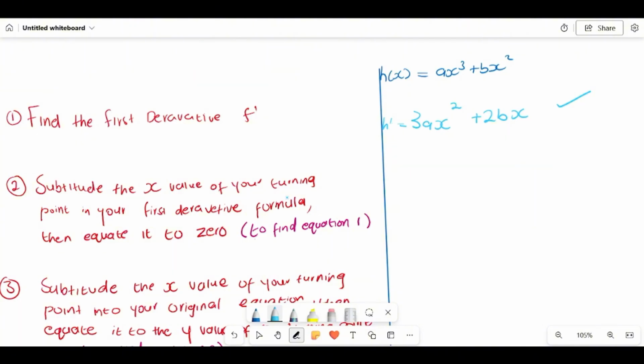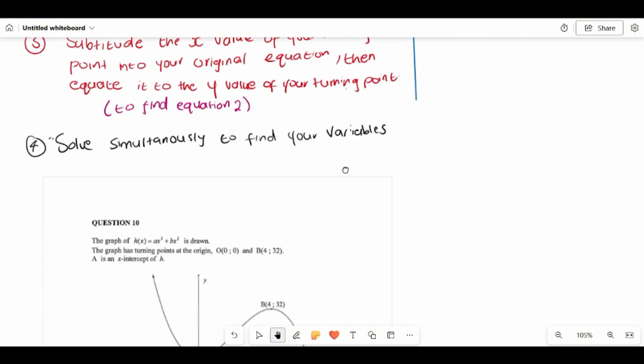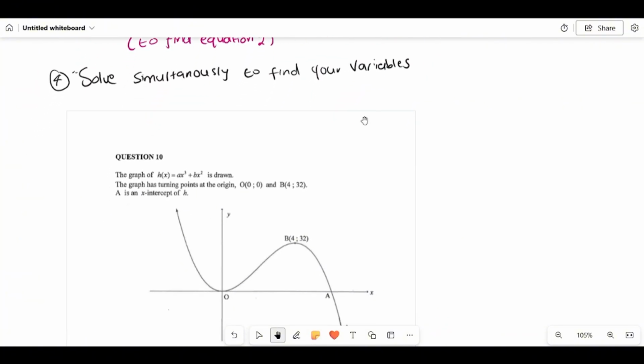Now, step 2, let me write step 2 here. Step 2, we need to substitute the x value of your turning point into your first derivative formula. Now, let us go to the diagram that we are given below, right? So here we are given 2 turning points. The first turning point is at point O, which is the point of origin. And the second turning point is at point B.